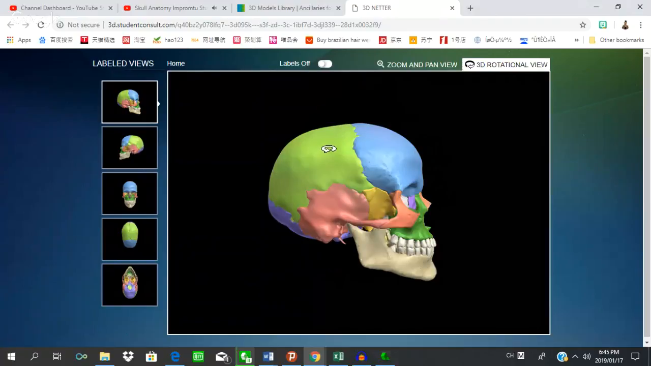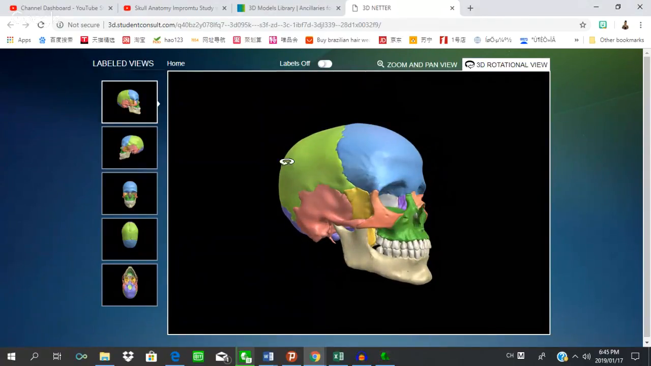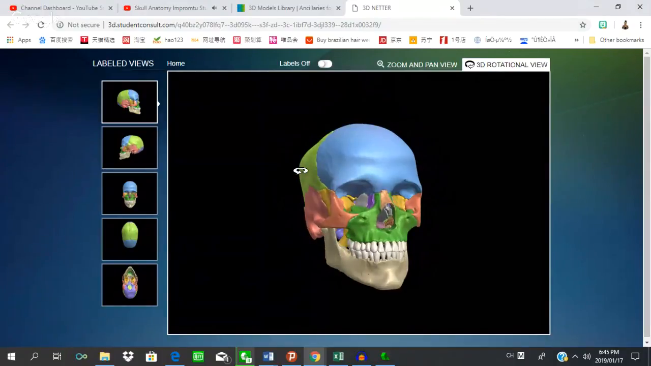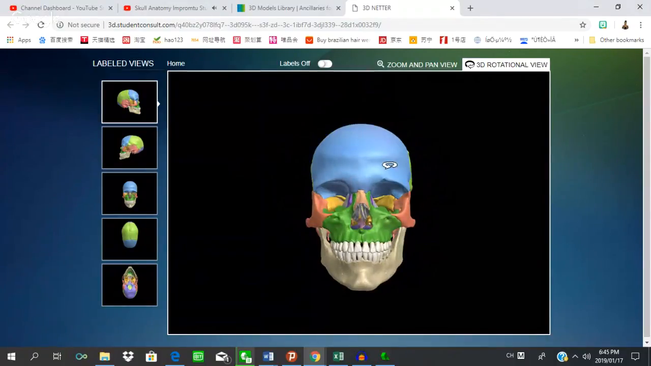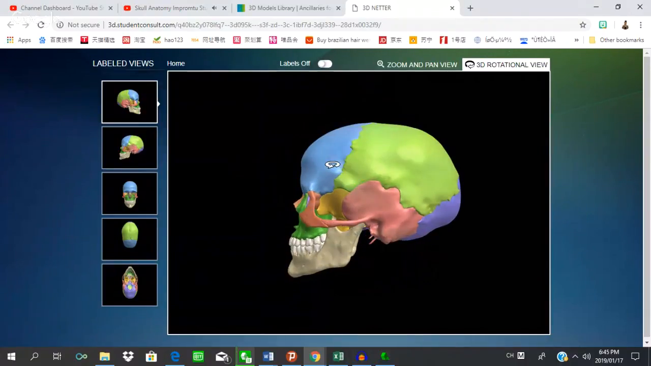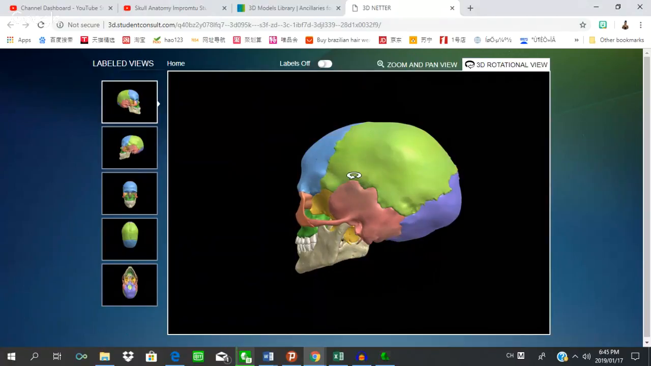Okay, coming back around. Rotate, because we want to see more of the back.